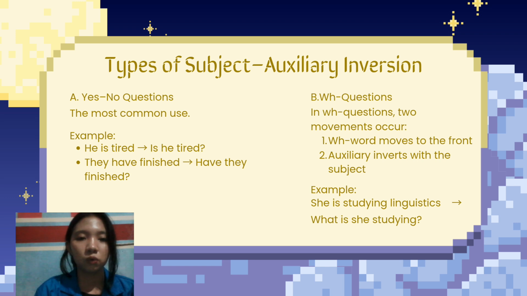B. Wh-question. In a wh-question, two movements occur. 1. The wh-word moves to the front. 2. The auxiliary verb moves before the subject. Example: she is studying linguistics. The question is, what is she studying?